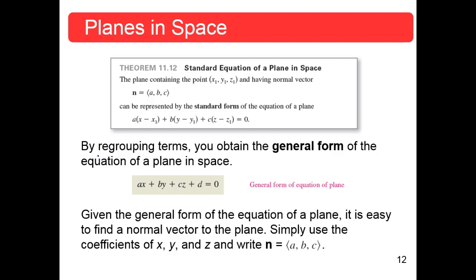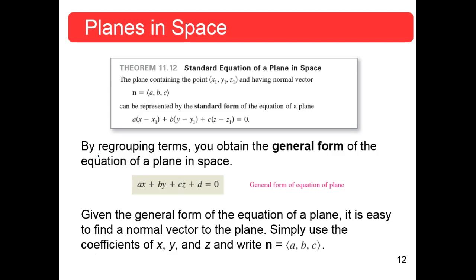So here's the theorem that states what we just said. The plane containing this point x1, y1, z1, having a normal vector of a, b, and c, can be represented by the standard form of an equation of a plane, a times x minus x1 plus b times y minus y1 plus c times z minus z1 is equal to 0, because these two vectors are orthogonal. And this is your normal vector, the components of it, and this is your representative of some vector in the plane. By regrouping the terms, you get the general form.